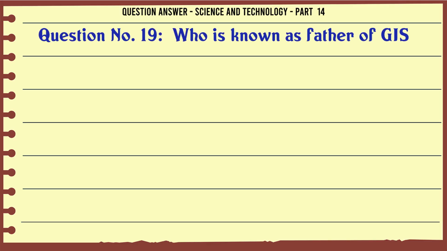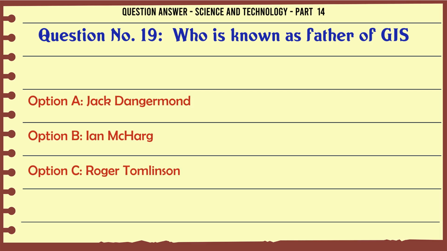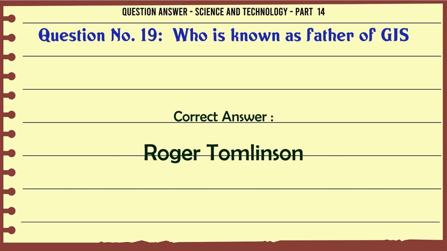Who is known as father of GIS? A. Jack Dangermond. B. Ian McHarg. C. Roger Tomlinson. D. John Snow. The correct answer is Roger Tomlinson.